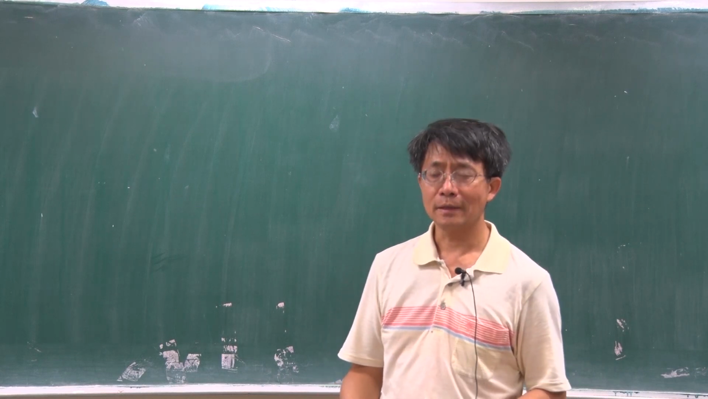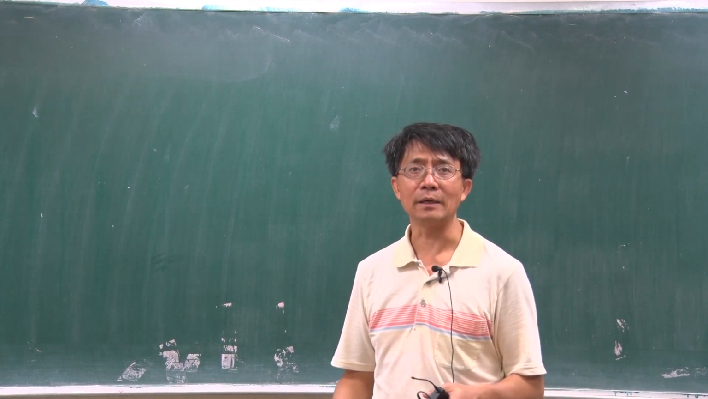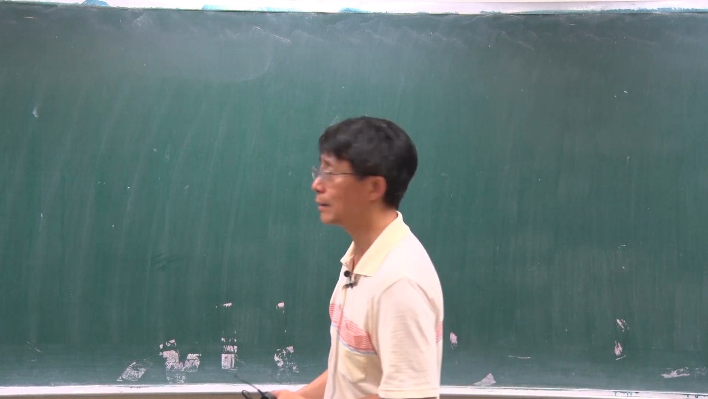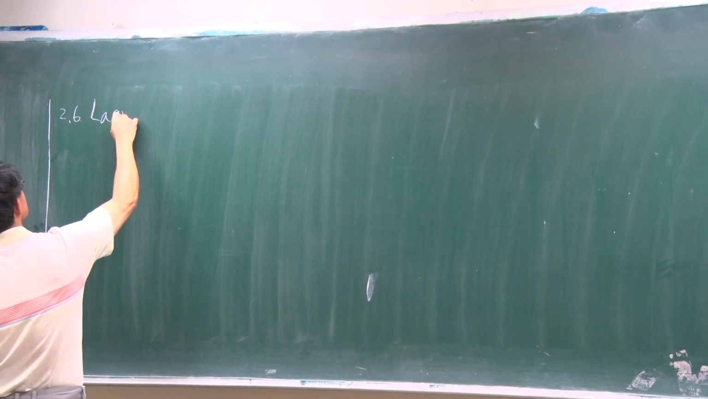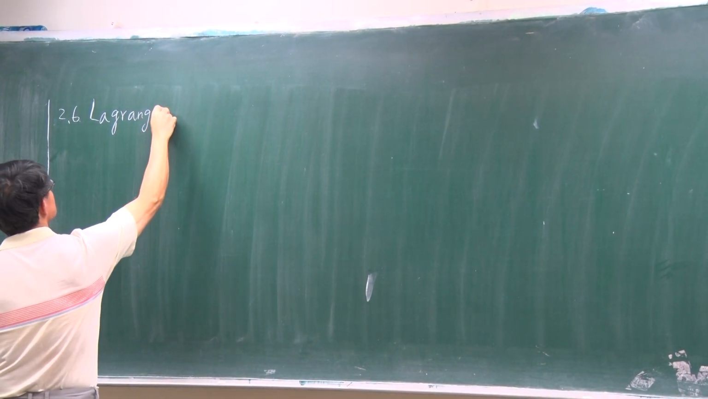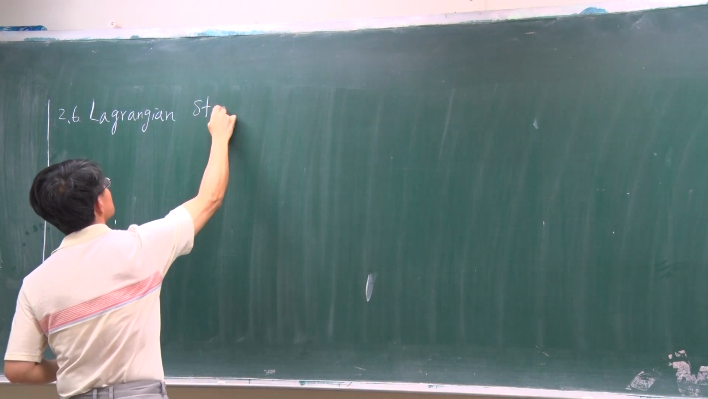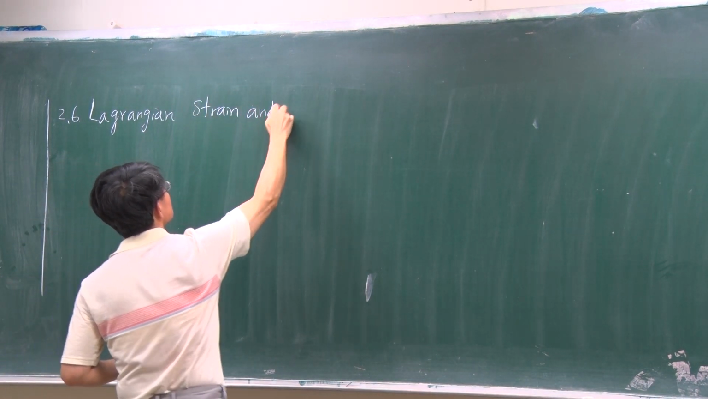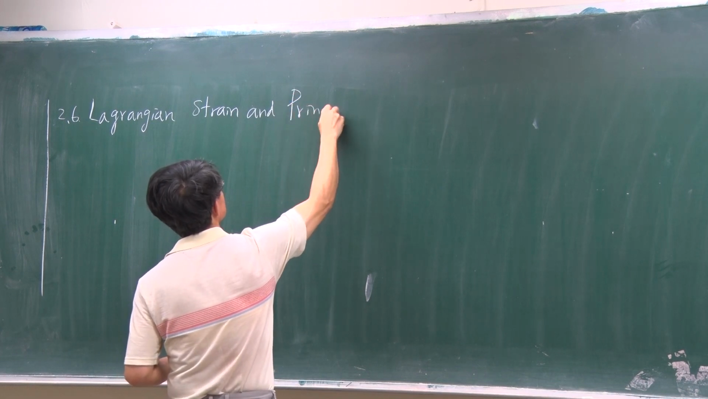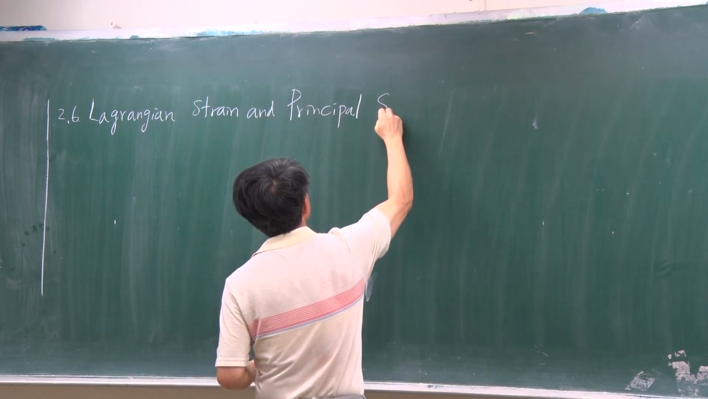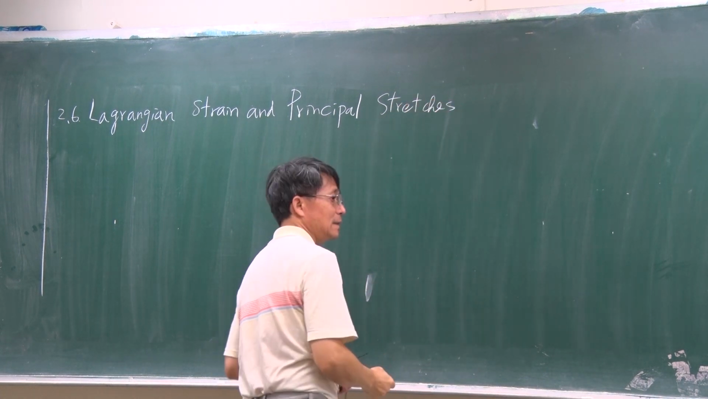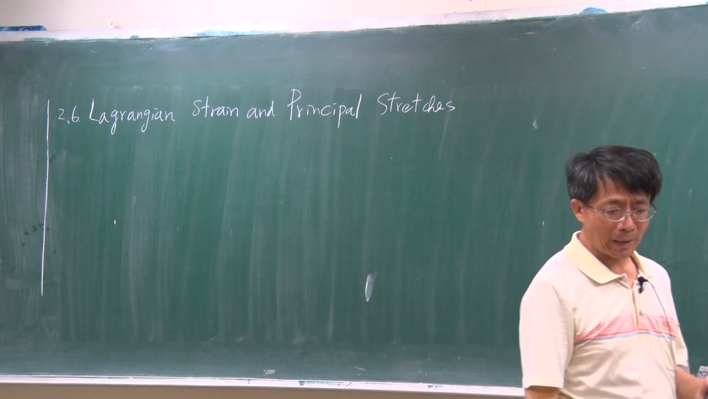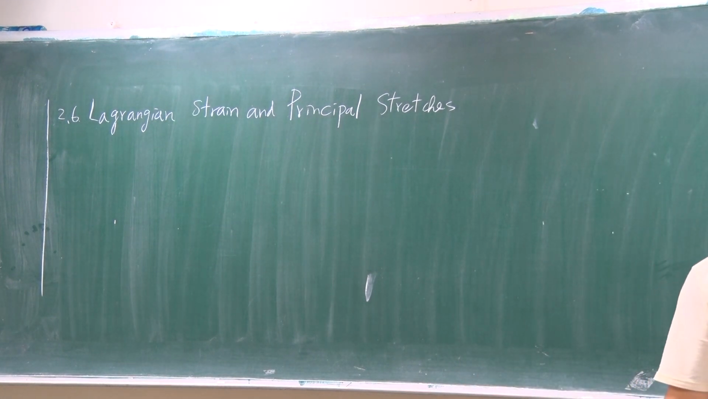Okay, in this section, we introduce the concept of Lagrangian strain. This is the main concept of this chapter.